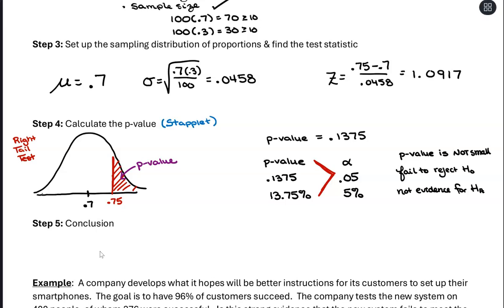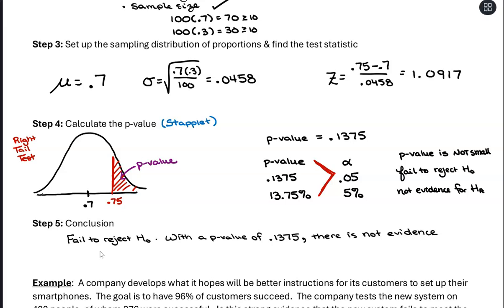So let's write our conclusion. I'm going to start it off by stating that we fail to reject the null hypothesis. And I'll say with a p-value of 0.1375, there is not evidence.